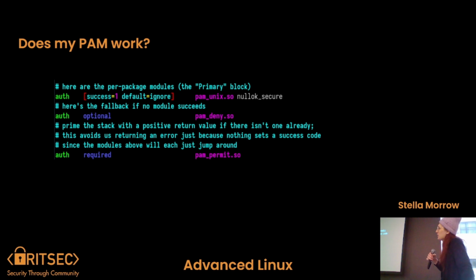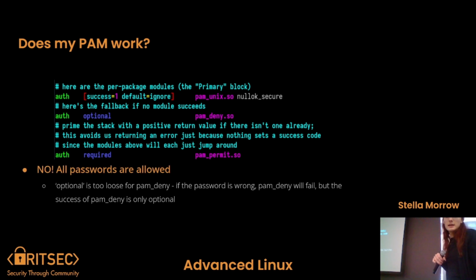Now, does this work? Now success is back to 1, but now pam_deny is listed as optional. And no, because optional is too loose. If the password's wrong, it'll run deny, but deny is going to fail, and no one's checking what deny is doing because it's optional.